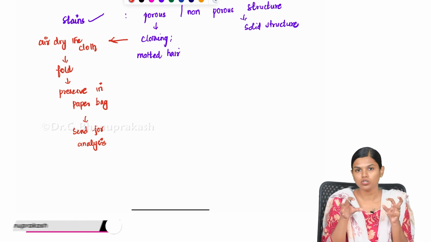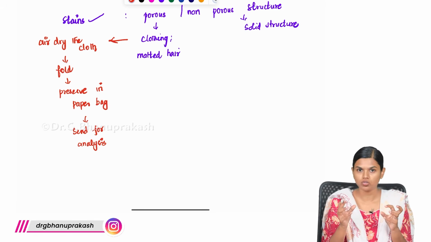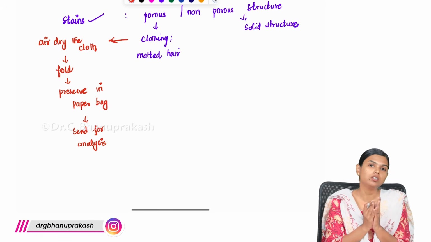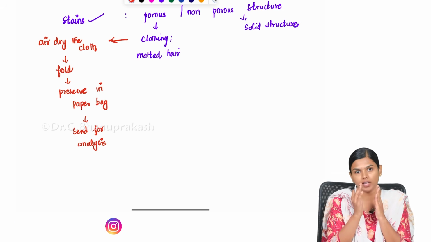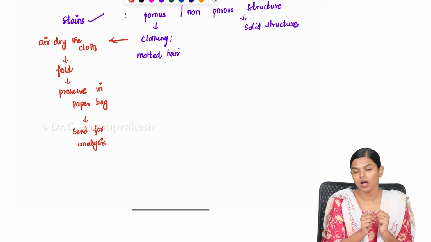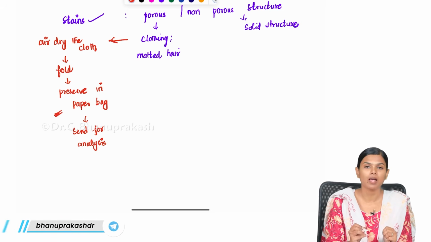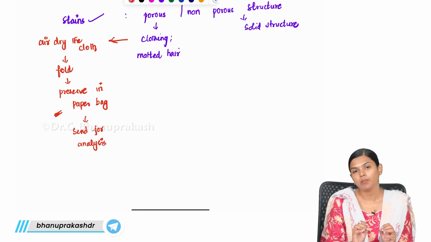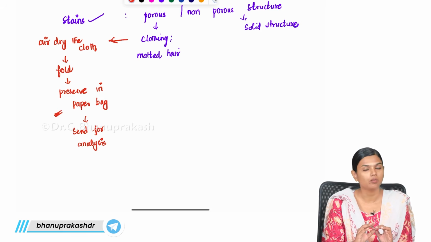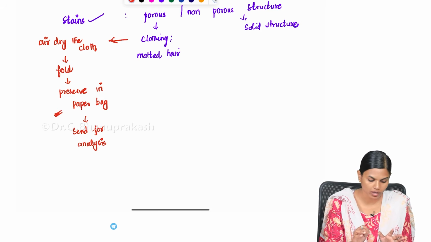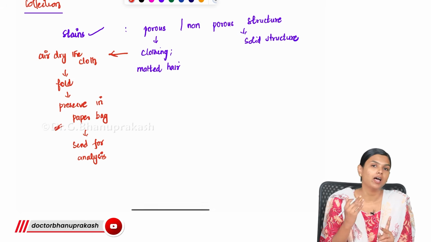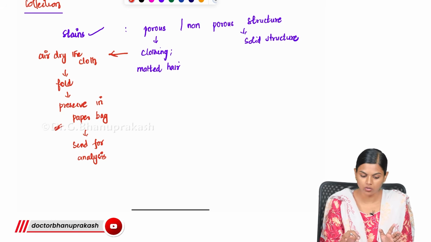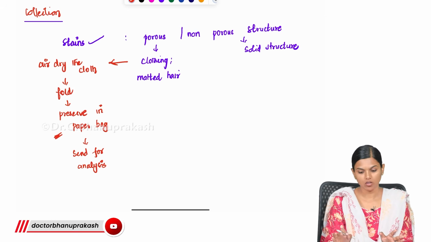Like if there are two stains in a single clothing, you have to make sure both the stains are not coming in contact. It has to go in the opposite direction. That way you have to fold it, and you should preserve it in a paper bag, not a plastic bag, because paper bag will prevent any fungal growth. Paper bag is better, and mostly you have to avoid plastic bag. So air dry it, fold it properly, preserve in a paper bag and send it for analysis. This is how you preserve when you get it in a clothing.